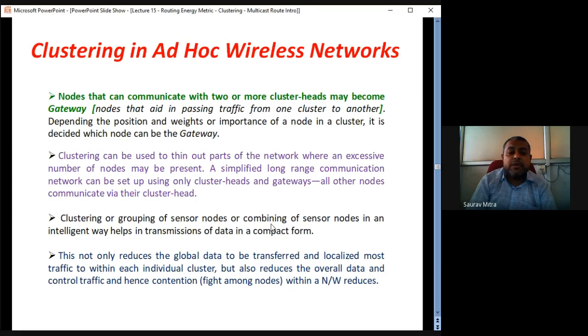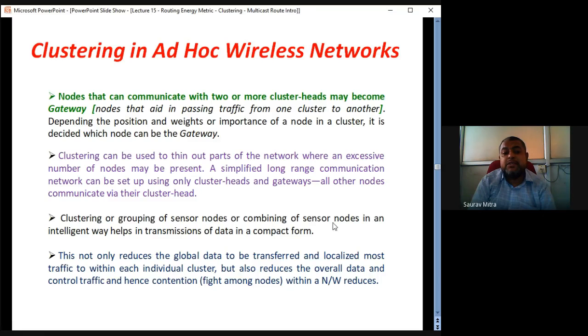Clustering or grouping of sensor nodes, or combining of sensor nodes in an intelligent way, helps in transmission of data in a compact form. Every sensor node is picking up a lot of data, so there is redundancy in all the data. Some data are repeated. When all that data comes to the local cluster head, it sorts the data, removes the redundancies and makes the data compact. Then the compact data is transmitted to the next cluster by means of a gateway, or to the base station by means of a gateway.